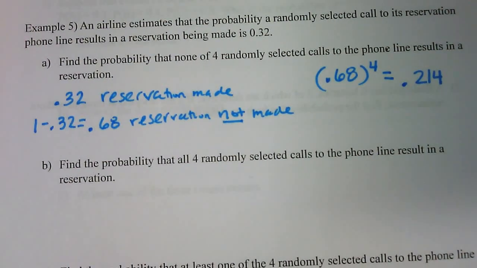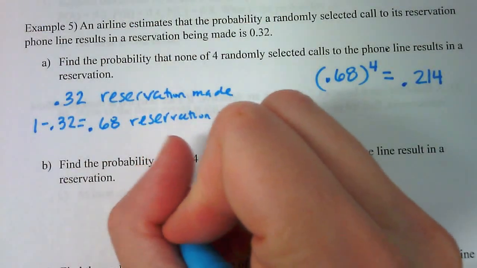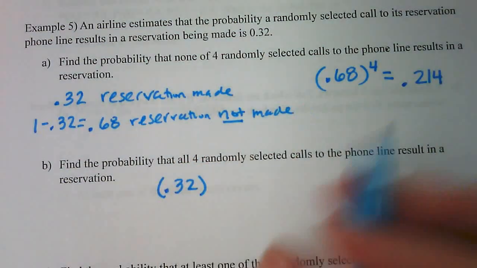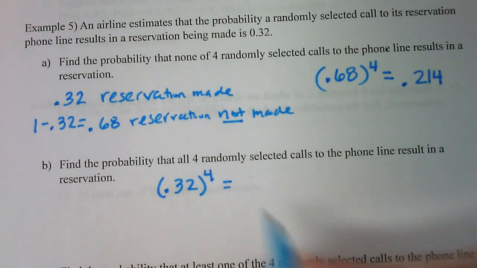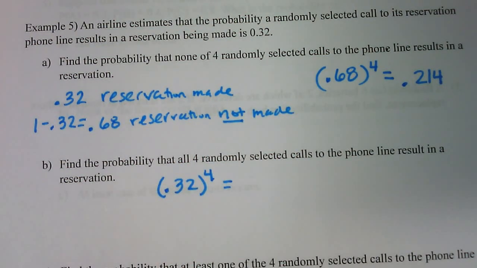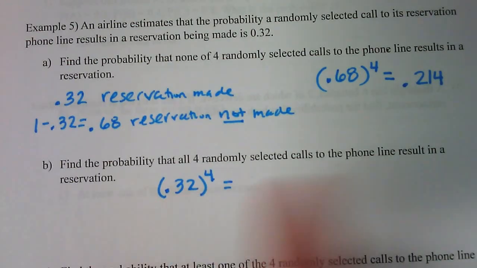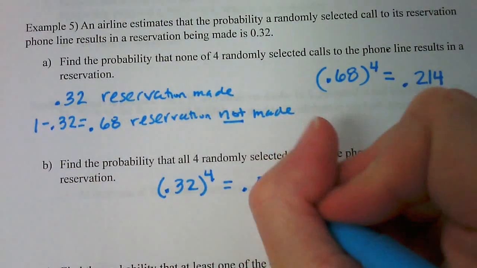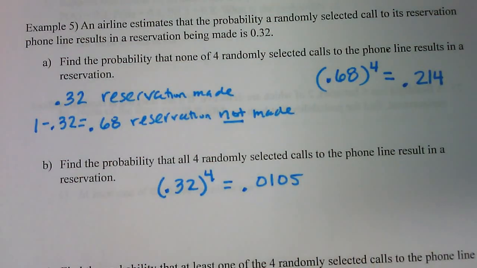Find the probability that all 4 randomly selected calls results in a reservation. So the reservation is happening. There's 4 of them, so we take 0.32 and raise it to the 4th, or multiply this by itself 4 times, and we get 0.0105.